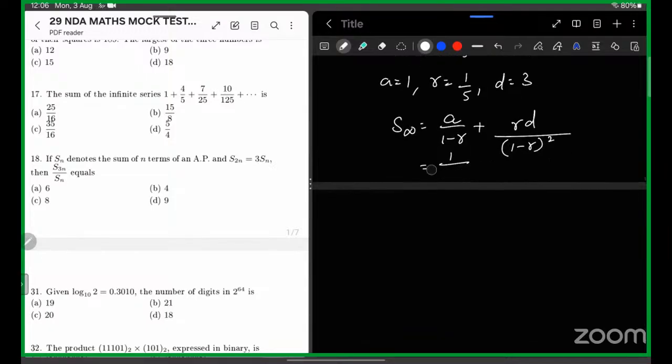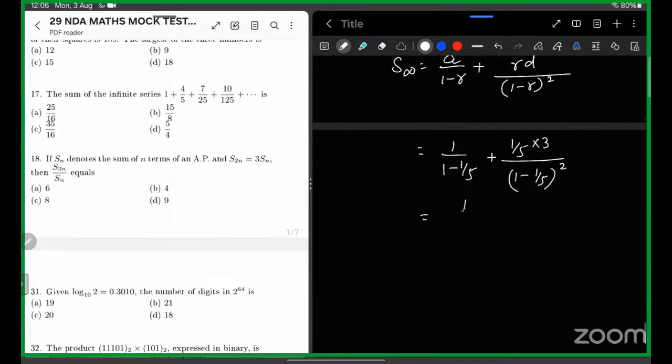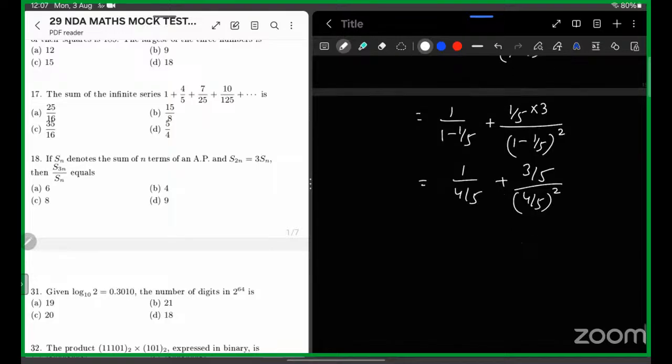Okay, let me write in the denominators. A value is 1 by 1 minus r is 1 by 5 plus 1 by 5 into 3 upon 1 minus 1 by 5 whole square. 1 upon 4 by 5 plus 3 by 5 upon 4 by 5 whole square.